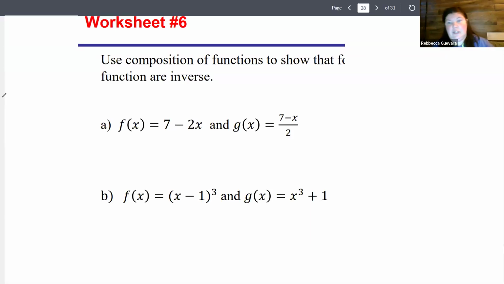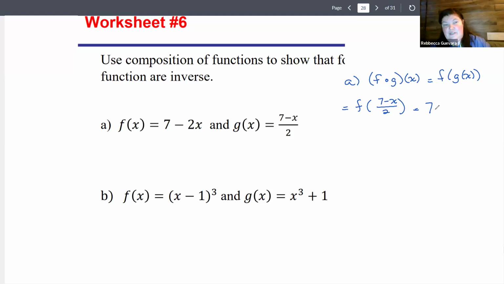All right, so if we look at A, like I said, we just need to do a composition. Doesn't matter which goes on the inside. So we're going to do the composition of f with g to see if they are in fact inverses. So that means g is on the inside. So that means I'm doing f of 7 minus x over 2. And f is just 7 minus 2 times x. And we said we replace an x with 7 minus x over 2.